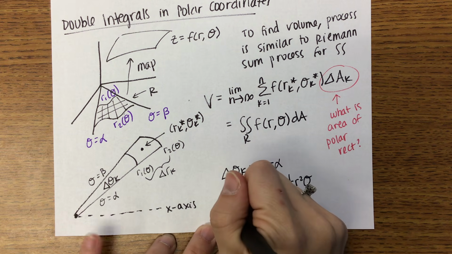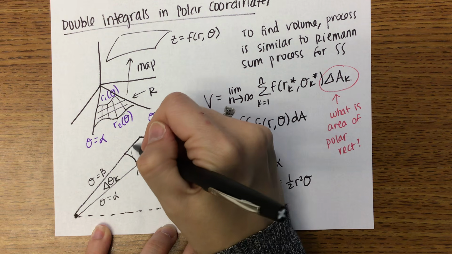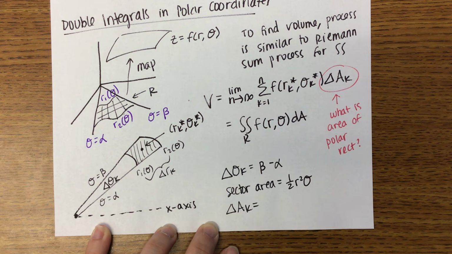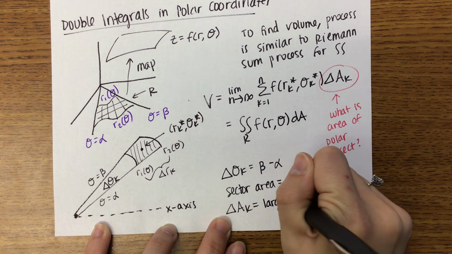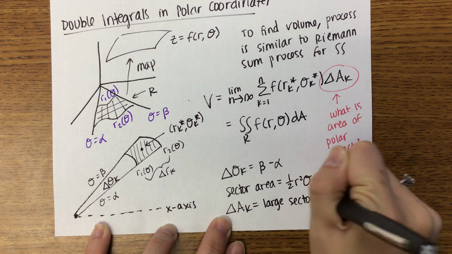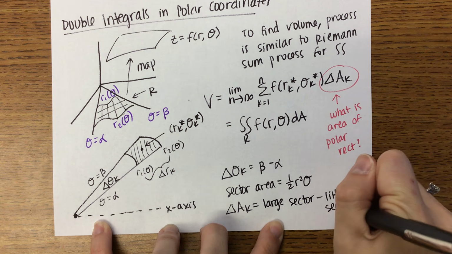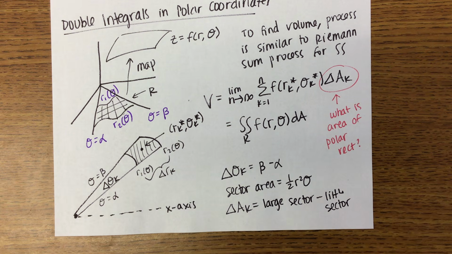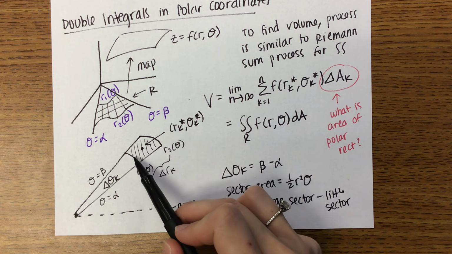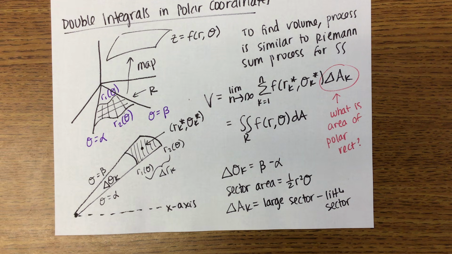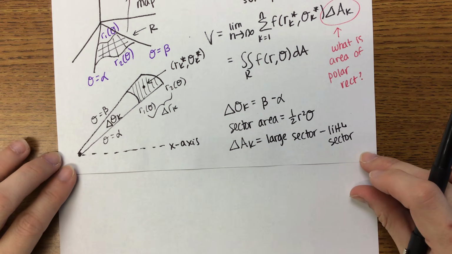Okay, so then that delta a sub k, so the area of this rectangle right here, is going to be the large sector, subtract the little sector. With me so far? So large sector being the one that goes all the way out to here, little sector being just the white part. Okay.